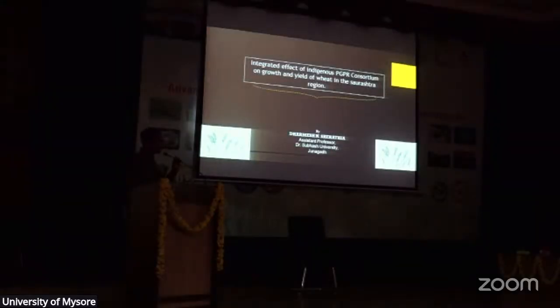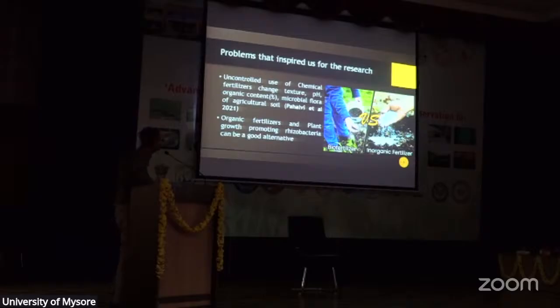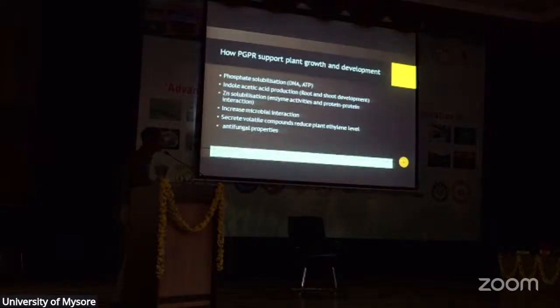Subhash University, Junagadh. Today my topic is the integrated effect of the PGPR consortium on the growth and yield of wheat, particularly in the Saurashtra region. The problem that inspired this is the uncontrolled use of chemical fertilizer, which destroys the natural fertility of the soil. Now we all know about PGPR. They are plant growth promoters. They have different traits which improve plant growth as well as yield.